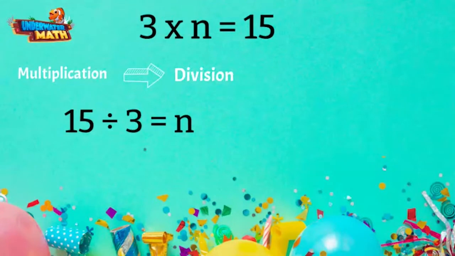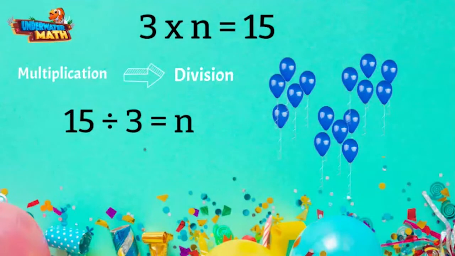The answer is 5. Models can also be used to solve for an unknown. The 15 balloons are divided into 3 equal groups. To find the value, count the number of balloons in one group. There are 5. N equals 5 because 3 times 5 equals 15.